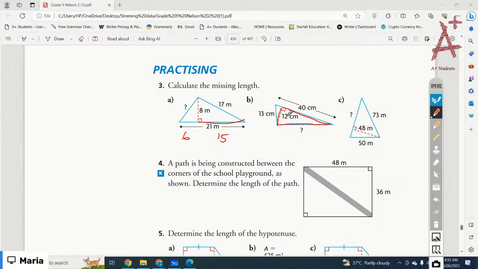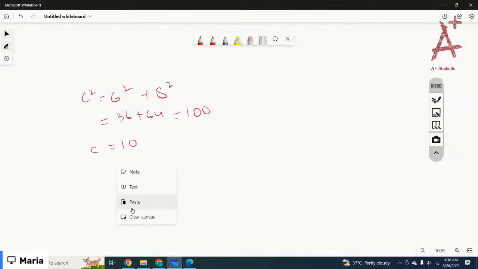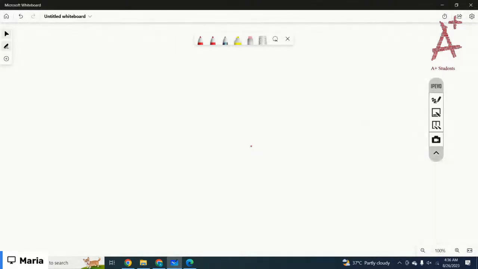Okay, here you have 13 and 12. Let's just apply the Pythagorean theorem and find the length of this side for the smaller triangle, right? That would be 13 square equals 12 square plus b square. 169 minus 144 equals b square. 25 it is. That means b equals 5, right?